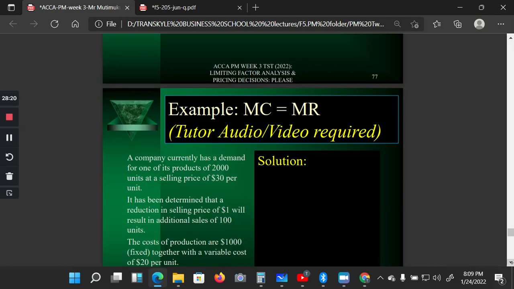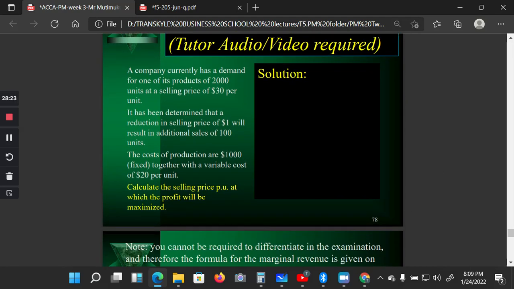A company currently has a demand for one of its products of 2,000 units at a selling price of $30 per unit. It has been determined that a reduction in selling price of $1 will result in additional sales of 100 units. The cost of production are 1,000 fixed, together with a variable cost of $20 per unit. Calculate the selling price per unit at which the profit will be maximized.